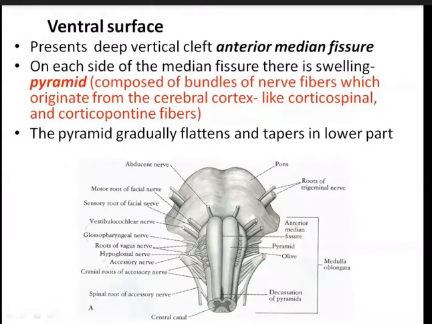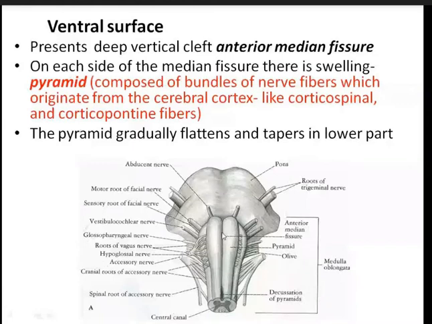So talking about the ventral surface of the medulla oblongata, it presents a deep vertical cleft, the anterior median fissure, which divides the medulla oblongata into two equal right and left halves. On each side of the median fissure there is a swelling or elevation. So this is the pyramid.